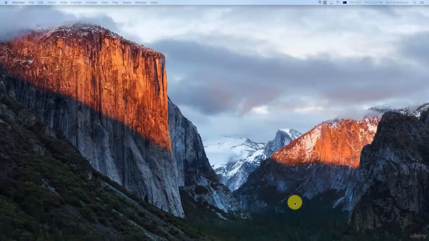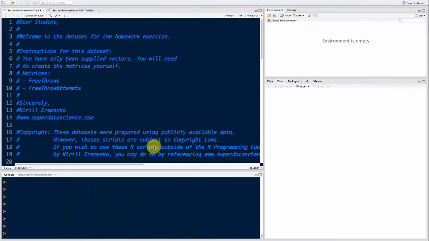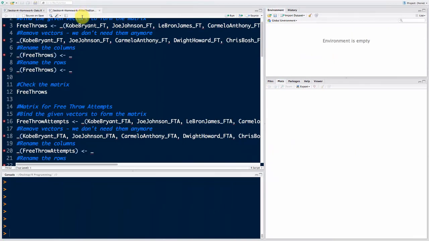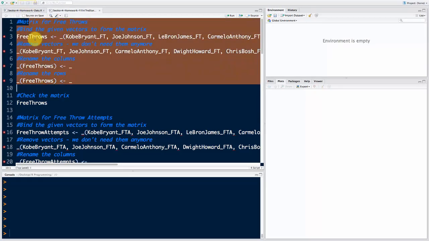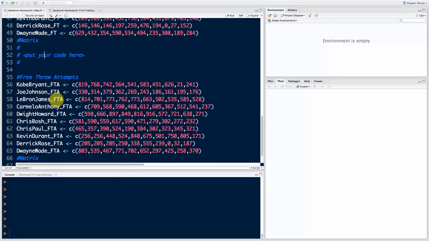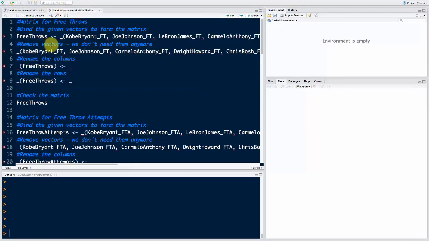Okay. So we need to go to, once again, superdatascience.com, our course, and here, section 4, you'll see fill in the blanks exercise. So if you open that up, unzip it and open it in RStudio, it looks like this. So here I've prepared some code which you can populate using what you've learned in this section. And so this part creates the matrix. So this bit is basically what needs to actually go in here into where you're required to create the matrix. I've just put it in a separate file.